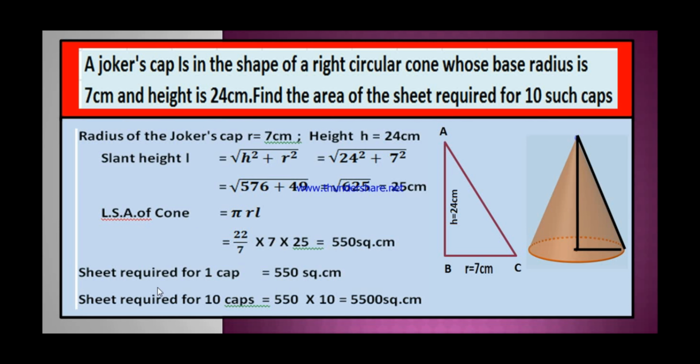Now, this is the sheet required for one cap. If you open the cap, this is the lateral surface area. The lateral surface area of one cap is 550. Now, how many caps do we require here? We need 10 caps. Therefore, let us multiply this area by 10, so the sheet required for 10 caps is equal to 550 into 10, which is 5500 square centimeters.